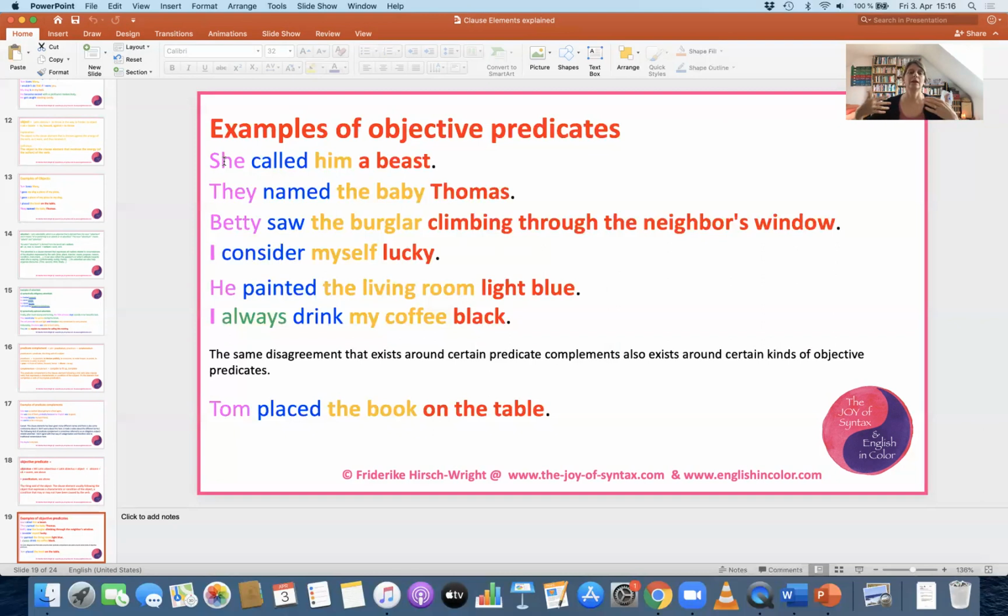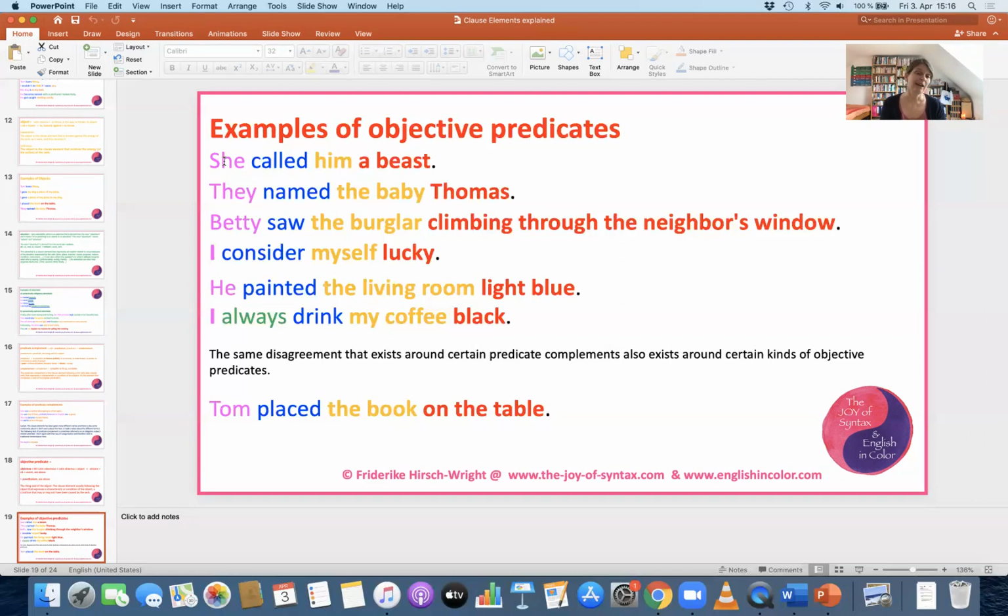And so climbing through the window is the action engaged in by the burglar while he was observed by Betty. I consider myself lucky. I painted the living room light blue. So here, or he painted the living room light blue. We see here the light blue, the living room being blue, is a result of the action of the verb.